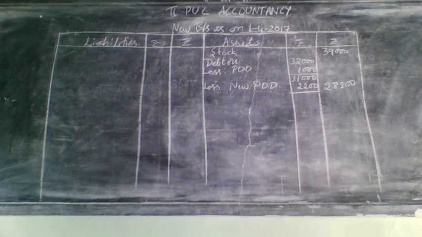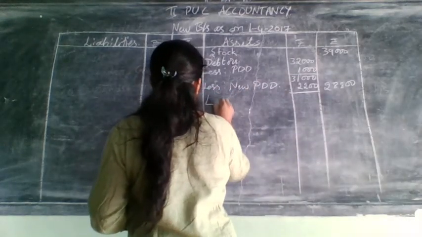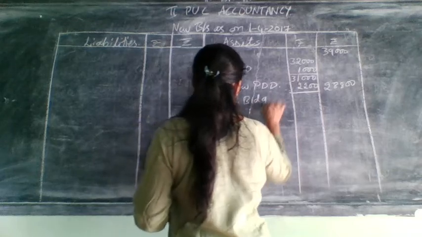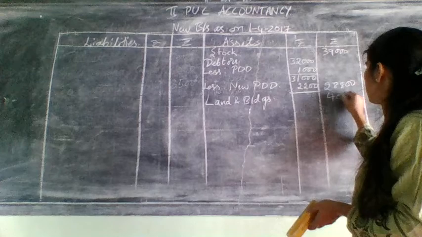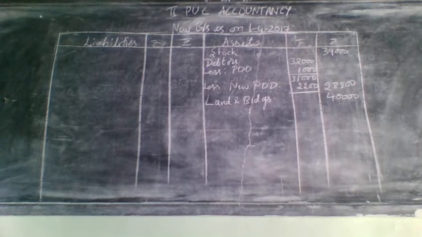Next comes land and building. No adjustment for this. Land and building is 40,000. Write directly, 40,000.